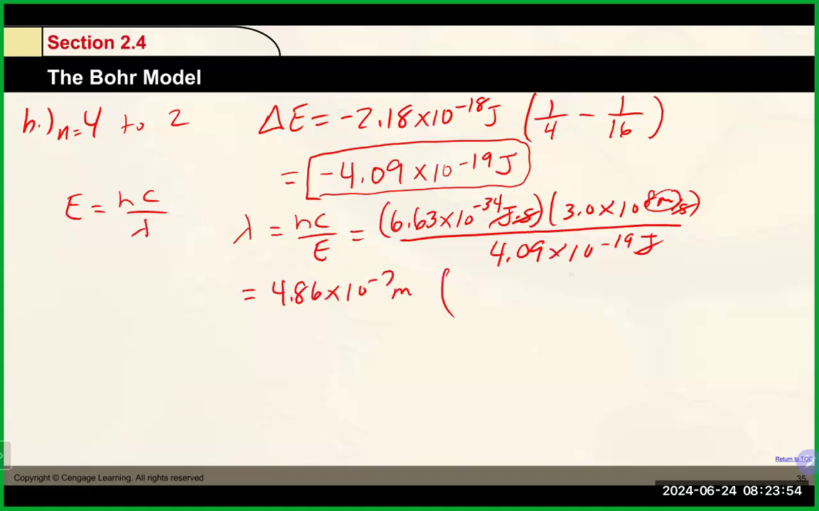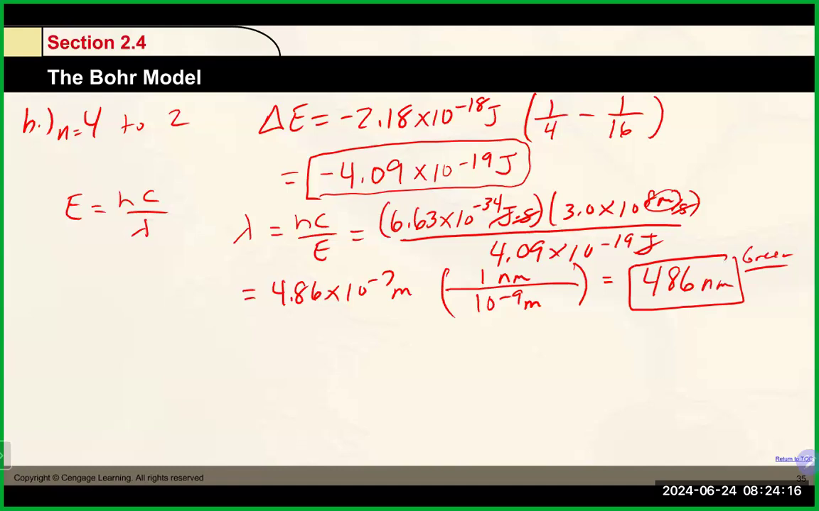Once again, we're going to put it into nanometers since we're looking at colors here. So 10 to the minus 9 meters is 1 nanometer, and we'll divide that by 10 to the minus 9. So we're going to end up with 486 nanometers, maybe a greenish color.